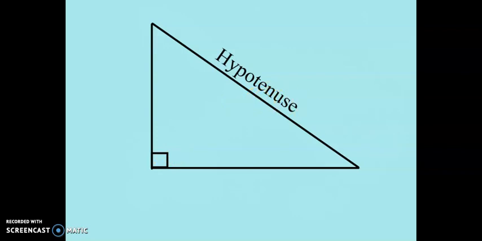So, if my position is over here, if I'm standing here at this angle, I can see that that side is loose from where this angle is. This side is attached to the angle. So the side that is attached to the angle is called adjacent, and the side that is loose from the angle is called the opposite side.